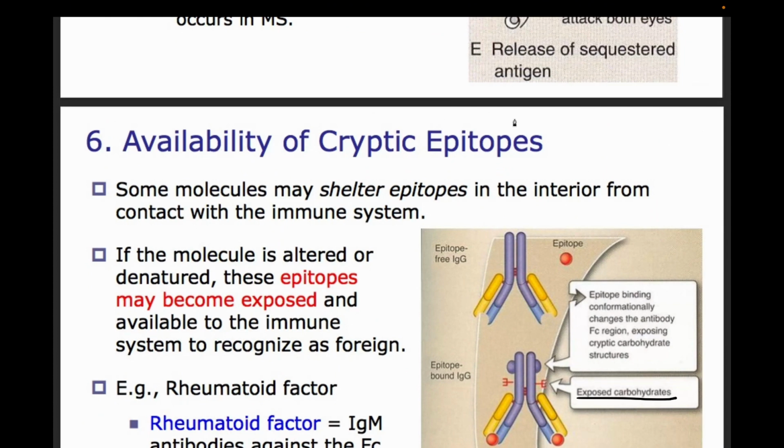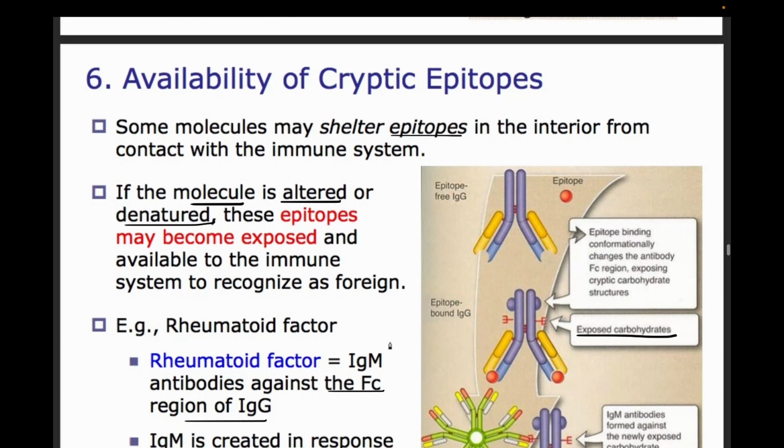Some molecules may shelter antigenic epitopes in the interior from contact with the immune system. If these molecules are altered or denatured, these epitopes may be exposed to the immune system, considered as foreign, and basically an immune response is developed against them. One example is the rheumatoid factor found in rheumatoid arthritis.